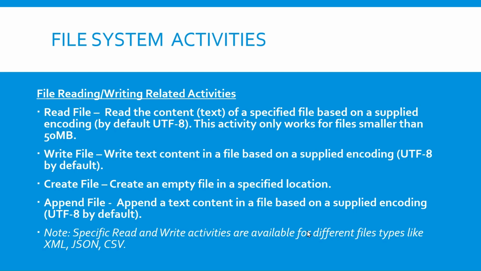Another activity, which is called create file, creates an empty file at a specified location. Next activity is append file. Append file appends text content in a file based on the supplied encoding. Apart from these four activities, there are some other activities which are available for reading and writing files of a special format. Example XML, JSON, and CSV. Now, let's see how to implement these activities.